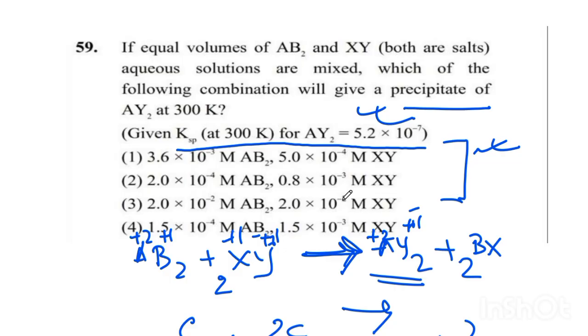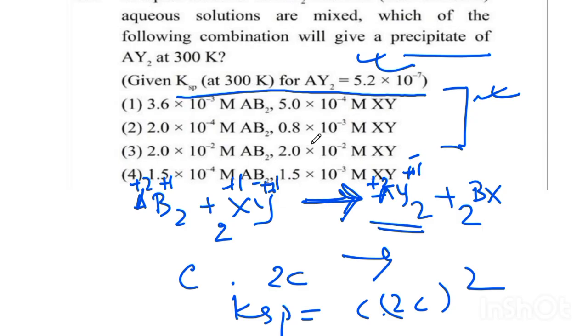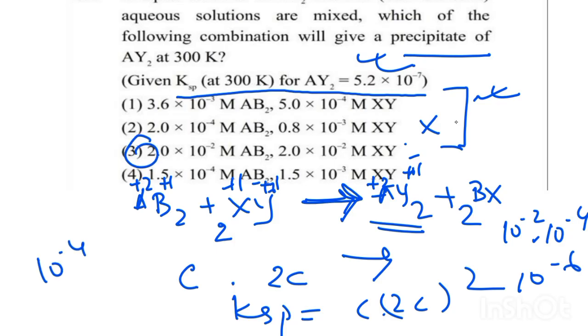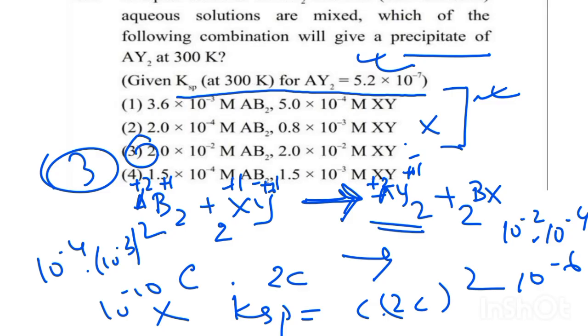So next also we can try, squaring it, C and 2C. Squaring it will be 10^-6 and 10^-4, that is 10^-10. So this also doesn't come out. Here it is (10^-2) whole squared, that is 10^-4, and the other is 10^-2, that is 10^-6. The third can be, fourth is 10^-4 and (10^-3) squared, that is 10^-10. So it is also less. So the correct option is C.